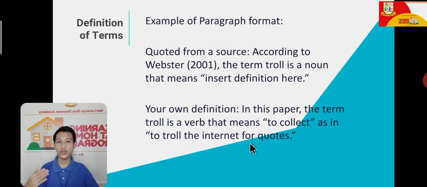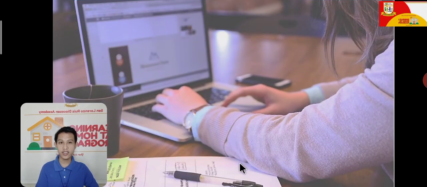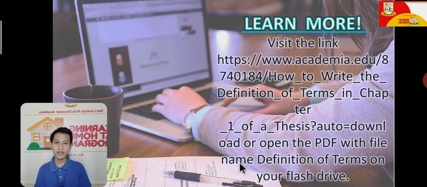Okay? Hindi siya yung troll namang troll. Okay? Dito, to troll the internet for quotes. Ibig sabihin, magkolekta ng quotes mula sa internet. So, ganun mo kasi siya ginamit sa iyong research. Okay? So, that's it. Pahabilis na, di ba? Paano gumawa ng definition of terms.